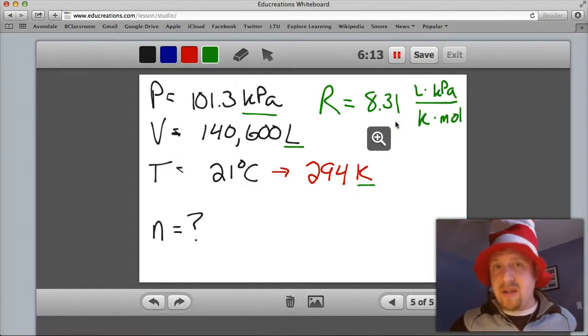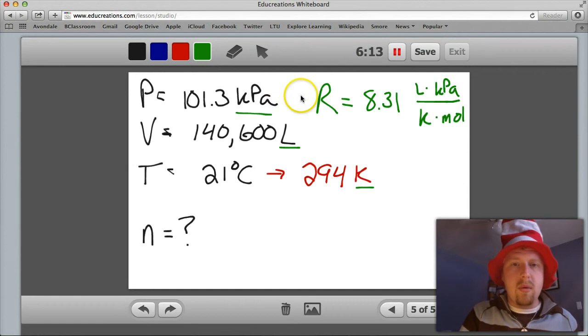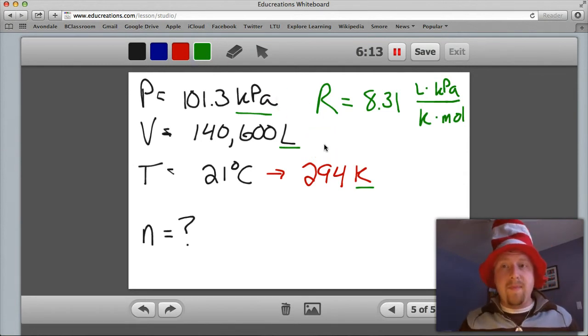And there are actually different constants based on what pressure unit you're using. Okay, so if we were using atmospheres, this number would be different. But atmospheres is kind of an older unit. The current SI unit for pressure is kilopascals. Okay, so go ahead and click here. So anyway, there we go.